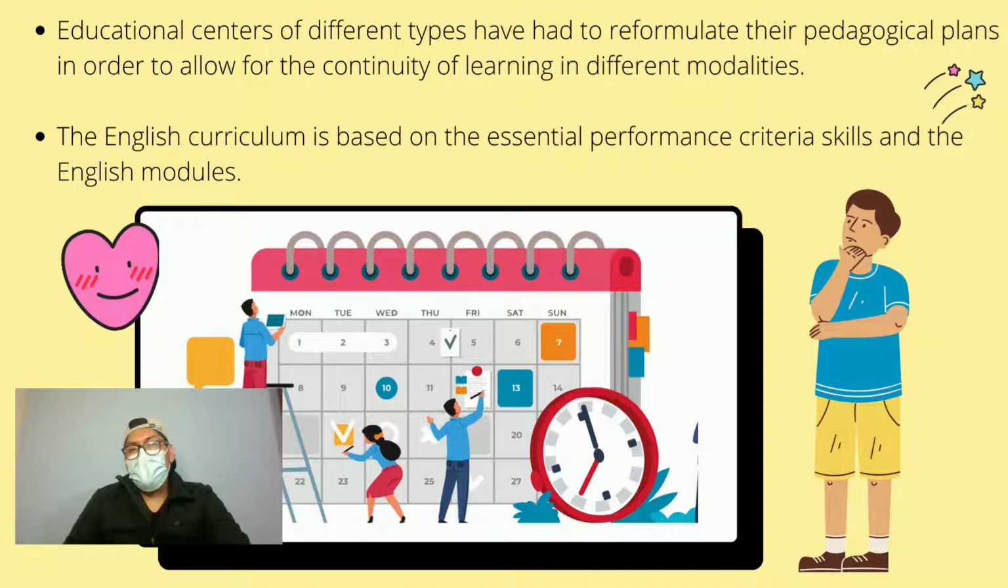Okay, the English curriculum is based on the essential performance criteria, skills, and English modules. In addition, the distribution of content will serve as a basis for the development of microcurricular planning. Nevertheless, the curriculum was designed for students of Educación General Básica and Bachillerato General Unificado according to the needs of a linguistically and culturally diverse population. In addition, this curriculum presents a framework for learning English to facilitate the education and inclusion of the students, regardless of their mother tongue.